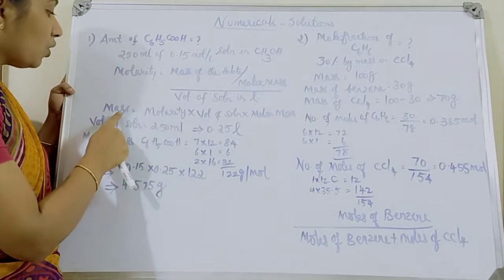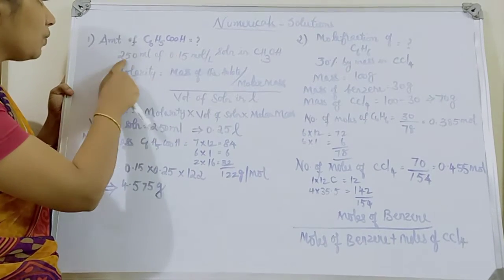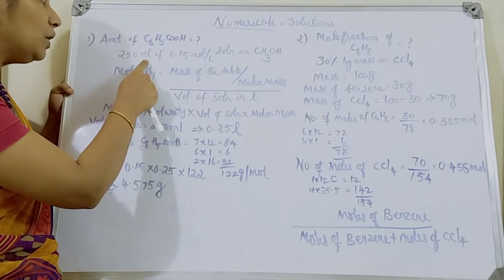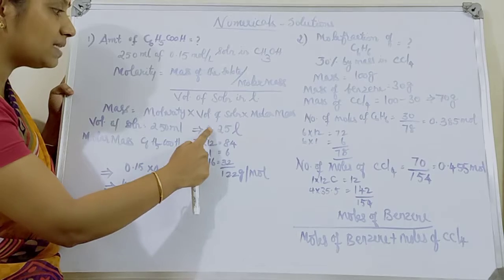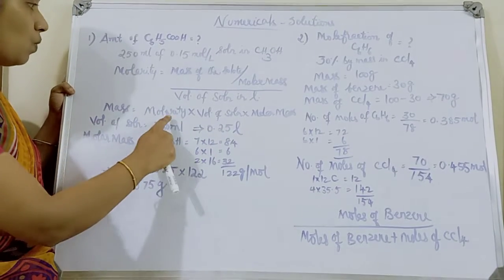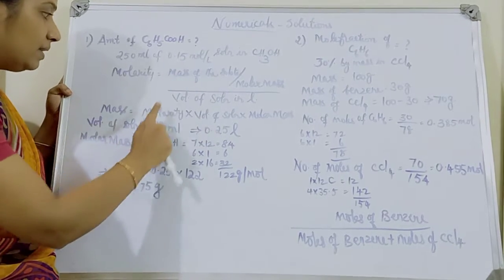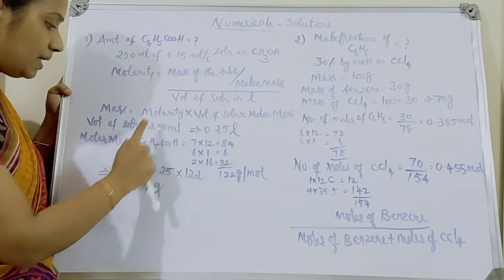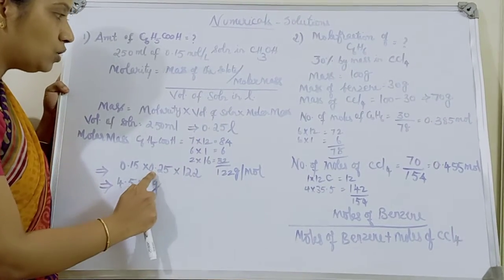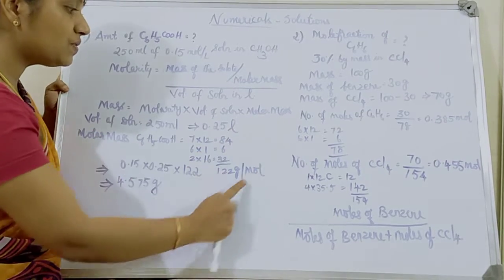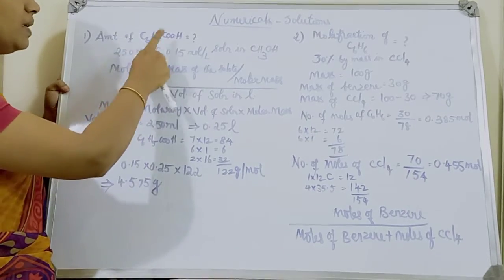Now, in the problem I am supposed to use the volume of the solution, which is already provided as 250 ml. I need to convert this milliliter to liter. So I have divided by 1000 and got the answer as 0.25. What is molarity, which is given in the problem? That is moles per liter. So I have taken that and substituted in the formula molarity 0.15. What is the volume of the solution which I have calculated? It is 0.25. Then what is the molar mass which I have calculated? It is 122. So when I multiply, I have got the amount of benzoic acid required.